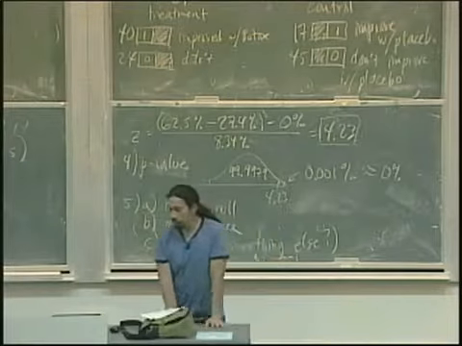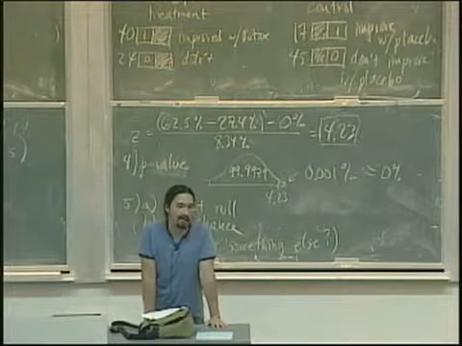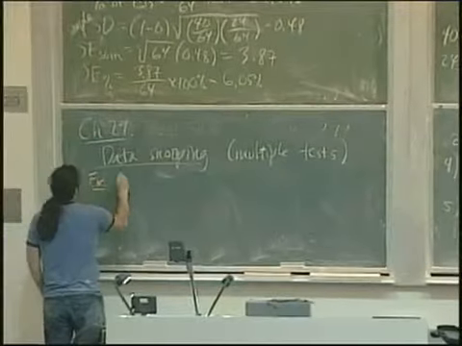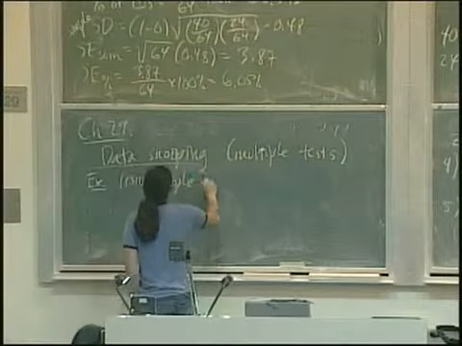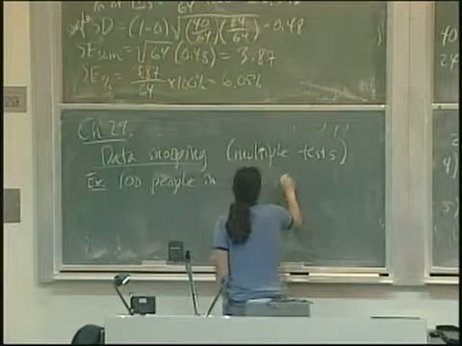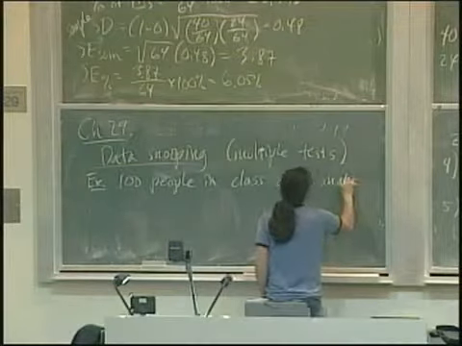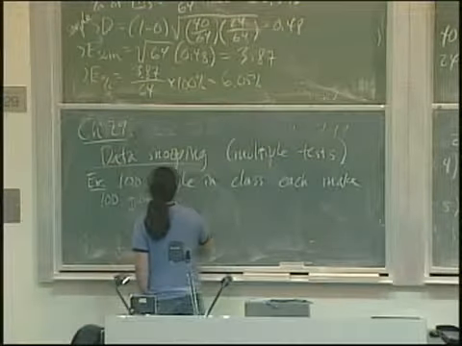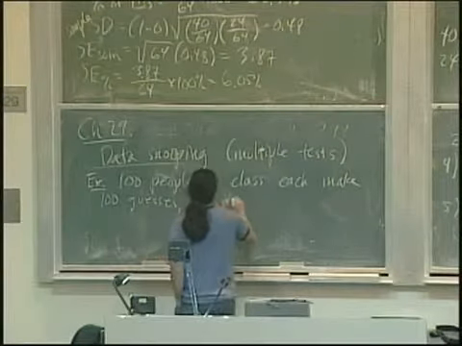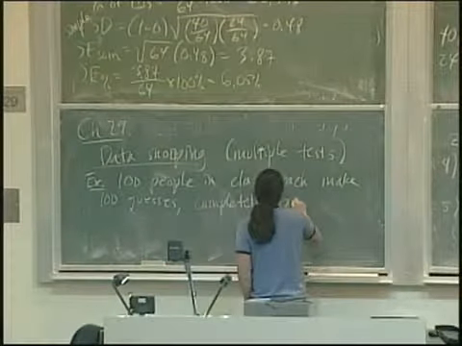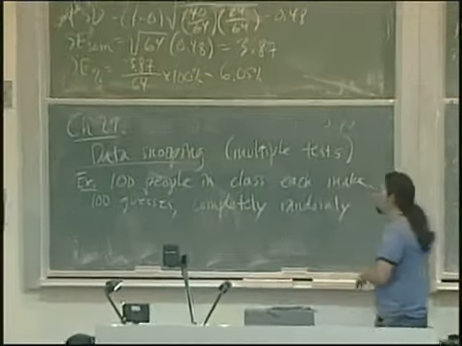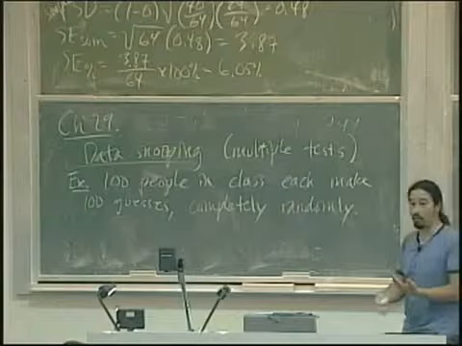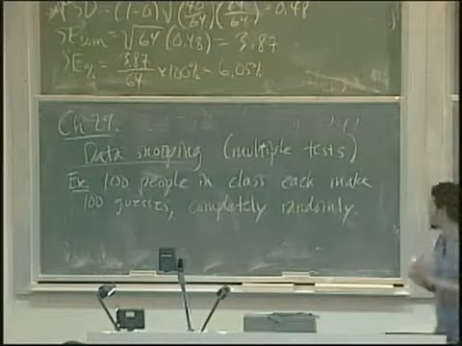Okay, so let's suppose that 100 people in class each make 100 guesses completely randomly. Okay, so no one is psychic, no one cheats, anything else, okay? So the null hypothesis is true, okay? The null hypothesis says that you should get it right about 1/5 of the time, right? So the null hypothesis is true.